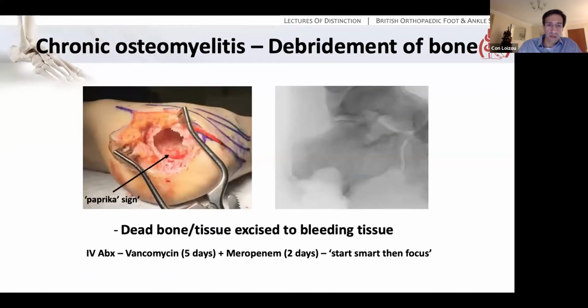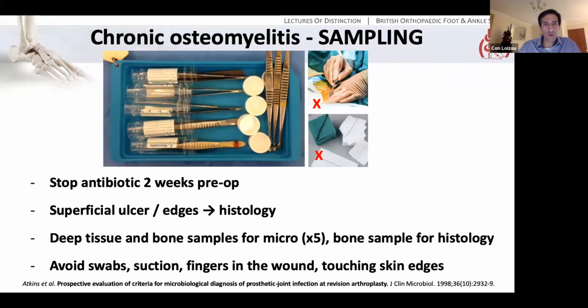So in our case, the dead bone is debrided to healthy bleeding bone. And as you can see on the image, you can see this paprika sign, which is this painted bleeding of the calcaneum. After specimens are taken, antibiotics are given, and you start broad, and then you narrow it down depending on your cultures. Now, just to emphasize a few points on sampling, in elective and semi-elective cases, we stop antibiotics 2 weeks pre-op, if possible. We start by excising the ulcer and its edges, and we send the specimen for histology.